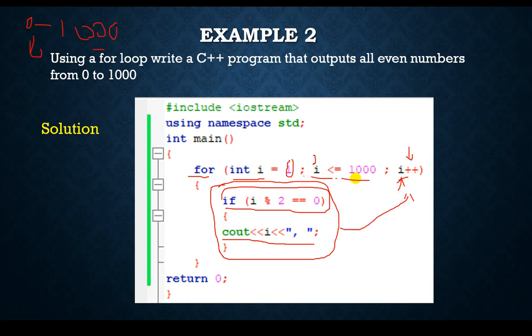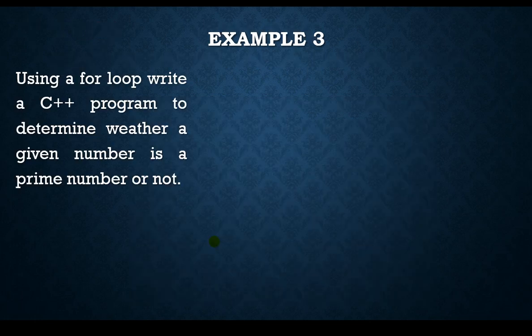Come and check if it is less than or equal to 1,000. Come and repeat it, increase it, check, repeat, increase, check. So these 3 things keep on happening until this condition is not met. If this condition becomes false, I is not less than or equal to 1,000, then you have to leave the loop. So you can copy this one, run it also, and see your output.